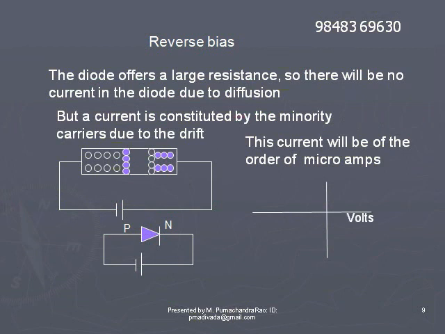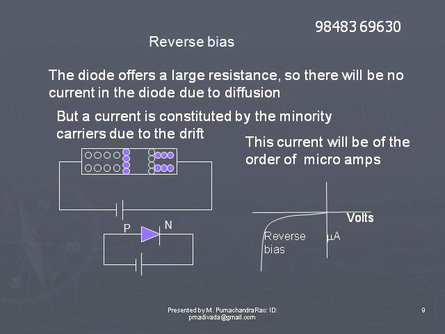The drift of these minority charge carriers takes place because of the applied potential difference. They constitute a very small current of the order of microamperes. Current of the order of microamperes will be created because of the drift of minority charge carriers.